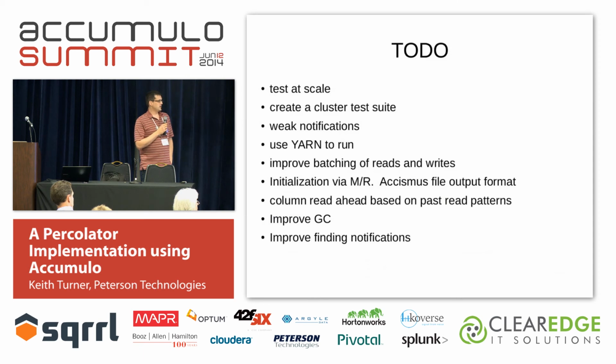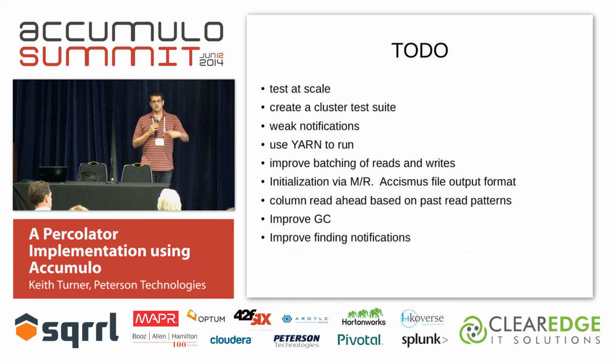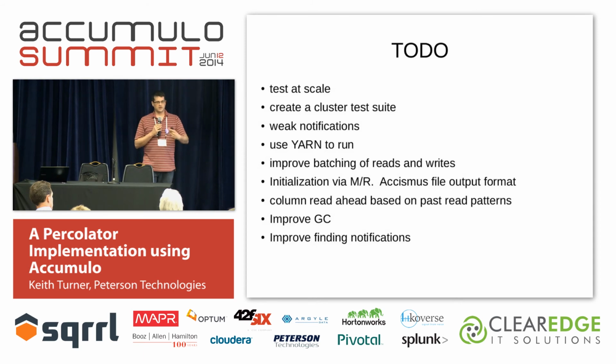And I want to write a test similar to Accumulo's scale test where I can test Accismus at scale. So I can basically generate some random data, MapReduce it, and then take that same data and ingest it into Accismus and verify that the results are the same.